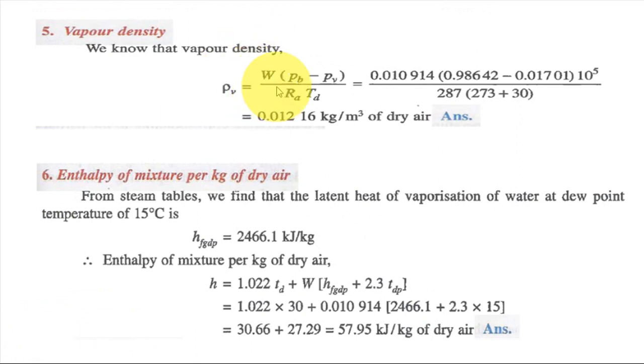Next, vapor density: rho v equals W into (Pb minus Pv) upon Ra into Td. Here Ra is the gas constant, which I take as 287, and Td is the dry bulb temperature in Kelvin. Putting down the values, I got the vapor density equal to 0.01216 kilogram per meter cube of dry air.